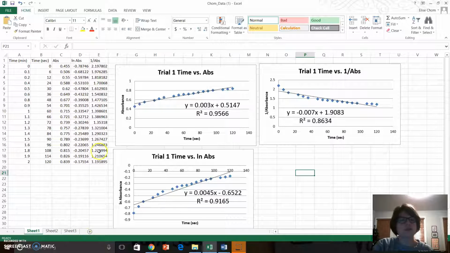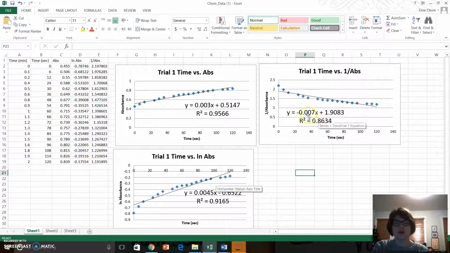Hey guys, here are your instructions for your final graph. Remember, these three must be on your report. You've got your trial 1, time versus absorbance, with your equation, natural log, your equation, and the inverse with your equation.